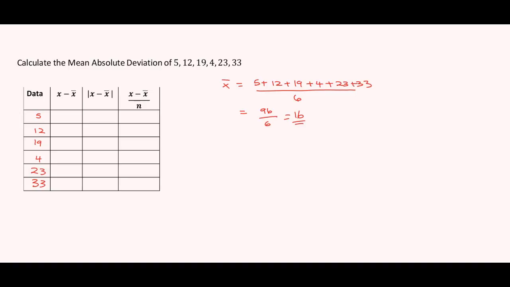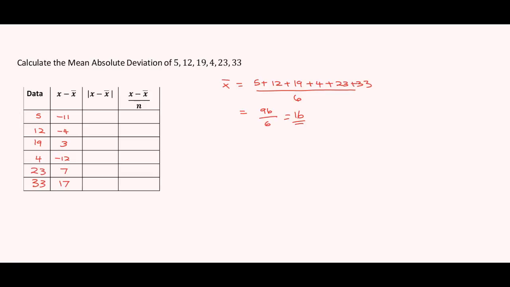So the mean of this distribution is 16. Now we have 5 minus 16, which is negative 11. 12 minus 16 is negative 4. 19 minus 16 is 3. 4 minus 16 is negative 12. 23 minus 16 is 7. 33 minus 16 is 17.